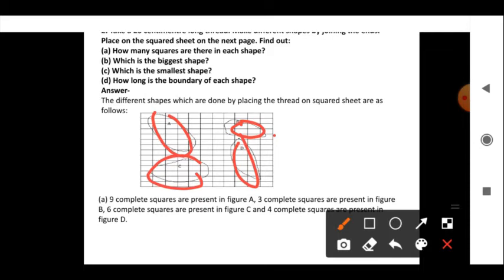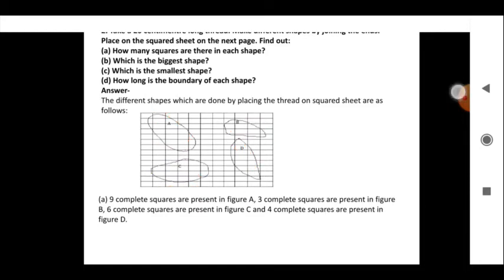Now you have to find how many squares are there. Draw a grid like this on square sheet paper, and afterwards keep the thread in different shapes. You can do this activity yourself. You can see which is the biggest shape, which is the smallest shape, and how long the boundary of the shape is.